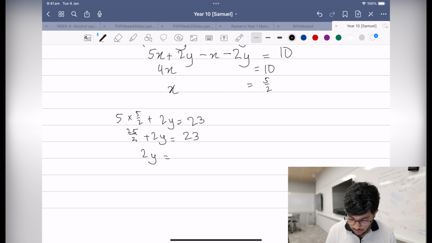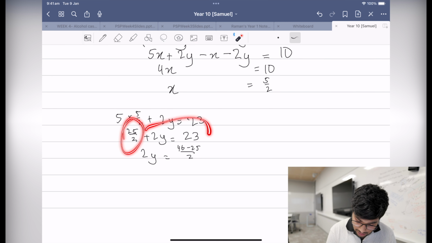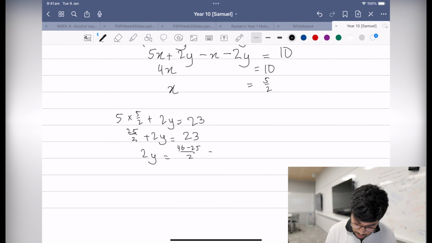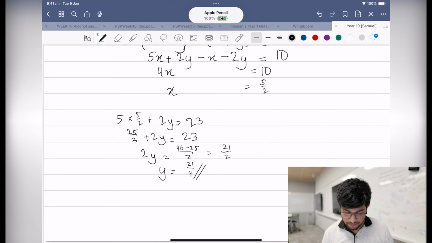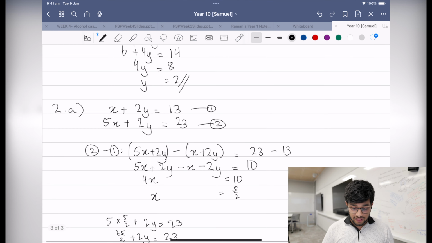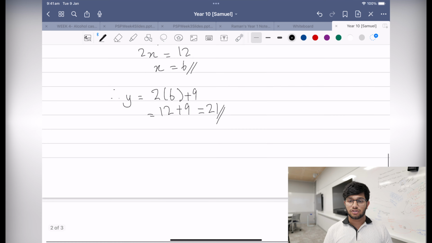2y would equal 23 times 2, which is 46, minus 25 on 2, so I'm sending this to the other side, which would equal 21 on 2. So y would equal 21 divided by 4. And you can just leave your answer like that. You don't need to simplify it, giving it in decimal points or whatever. So, this is the basic process of elimination.